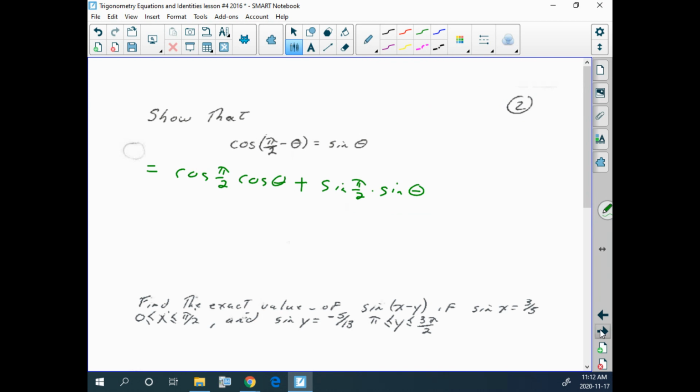Now, what is the cosine of pi over 2? What is the cosine at that point? The point is 0, 1. The cosine at that point is 0. I have no idea what cosine theta is, so I'll just leave it in. The sine at that point is 1. 0 times anything is 0, so this equals sine theta.